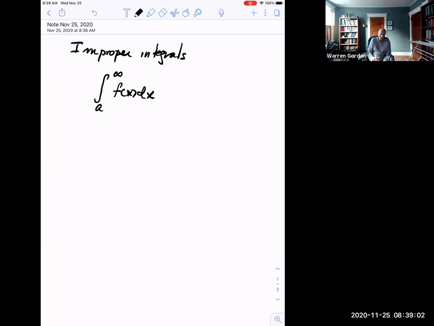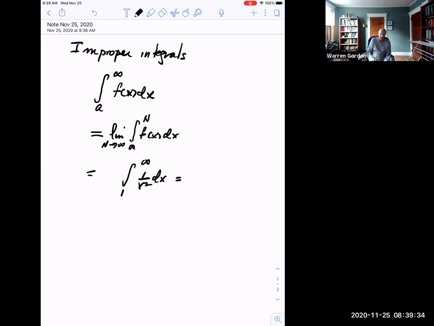Well, the answer is, assuming this integral has a value, it converges, what we do is we replace the infinity by some number n, and we evaluate this as an ordinary integral. And we take the limit as n goes to infinity. For a simple example, consider the integral, say, from 1 to infinity of 1 over x squared dx.